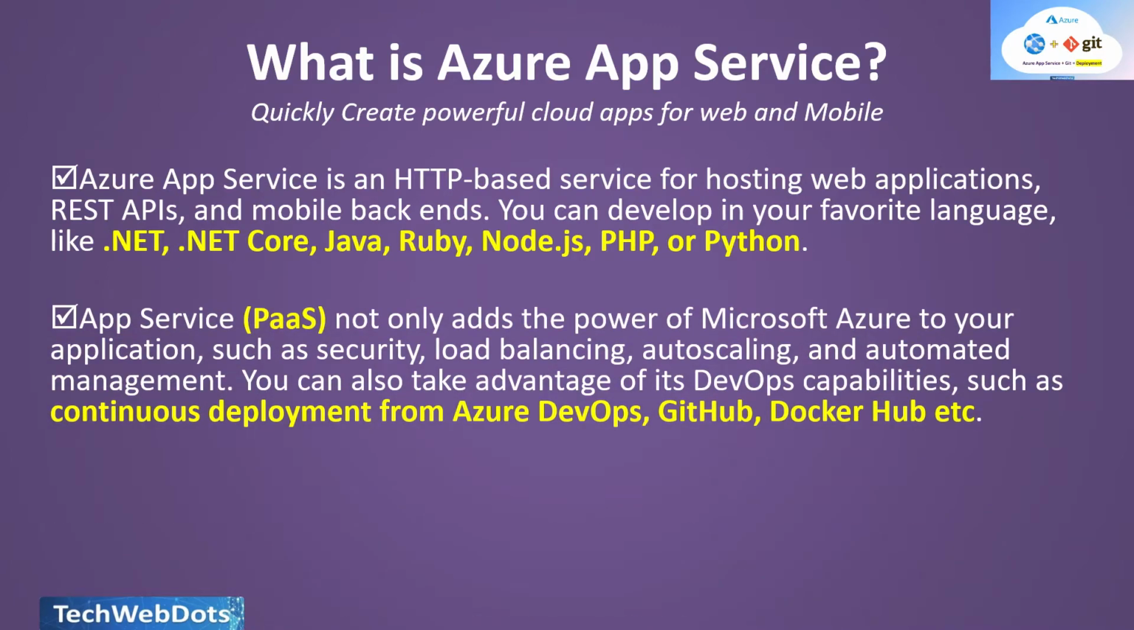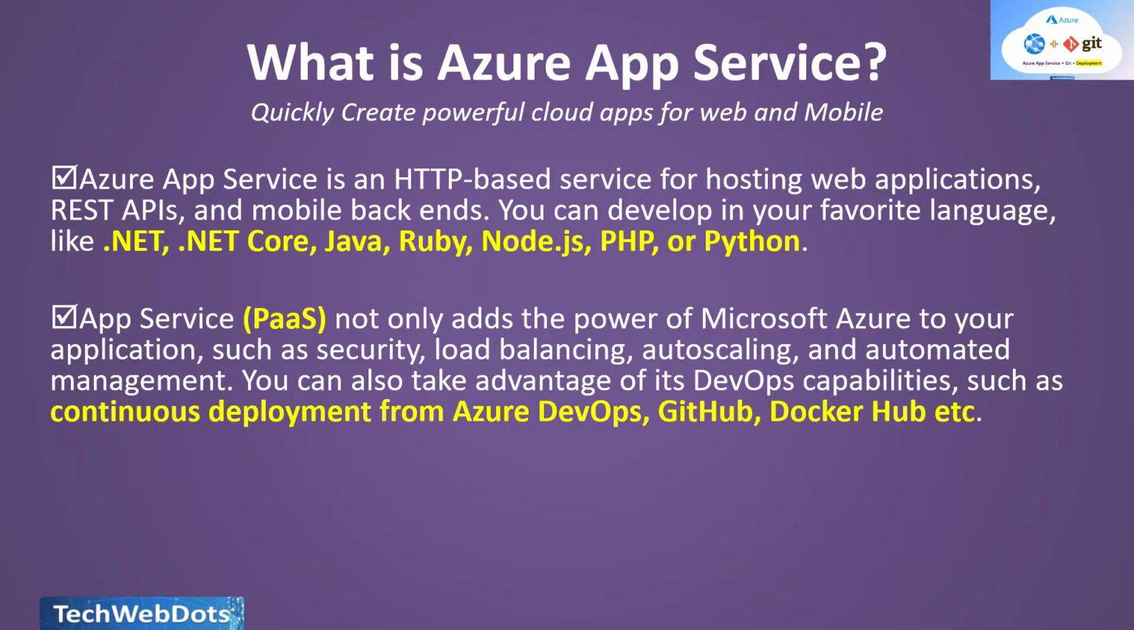App Service is the best example of platform as a service, where you don't need to worry about any infrastructure or any other thing. There are different models of cloud services like infrastructure as a service and software as a service. We will discuss all those details in the upcoming videos.